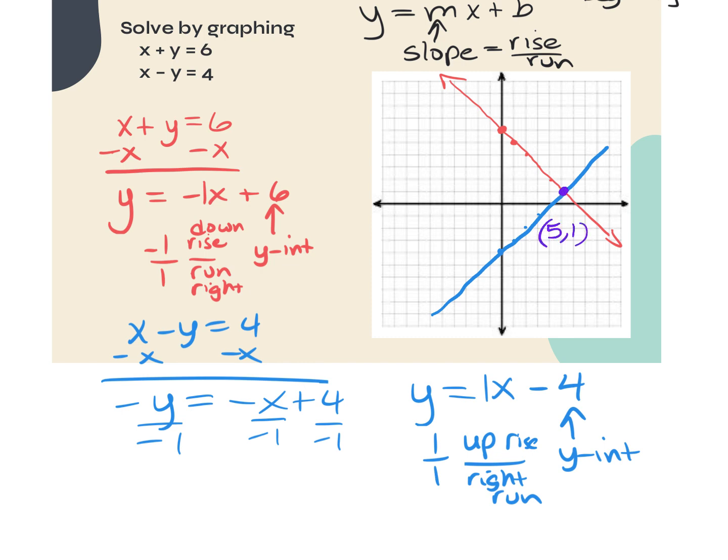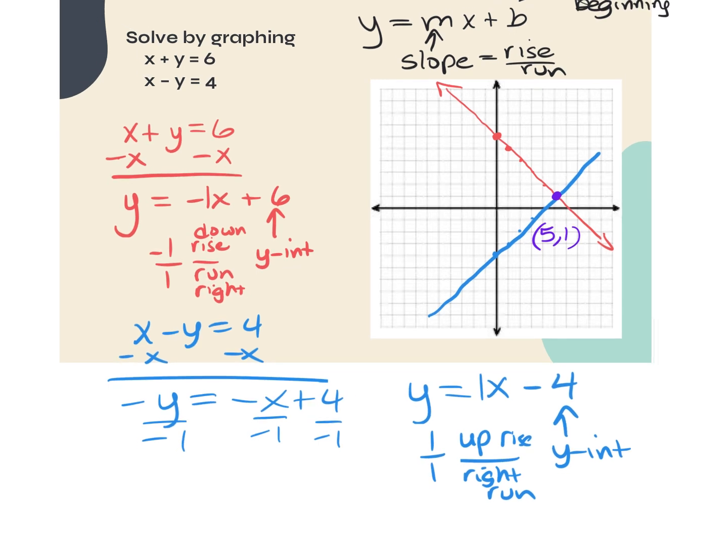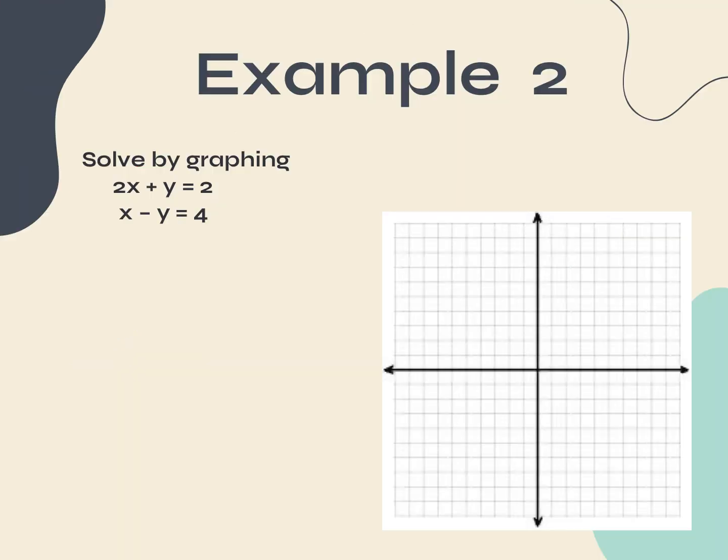So the solution to this system of equations is the ordered pair (5, 1). It is the point where the two lines intersect. All right, the next example, we're going to do exactly the same thing. I'm going to graph the red one in blue, but first, red.